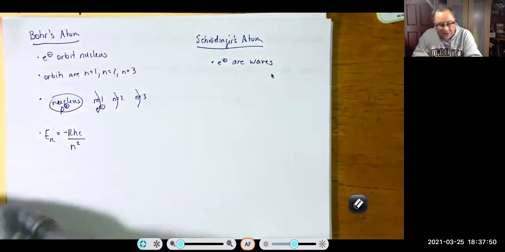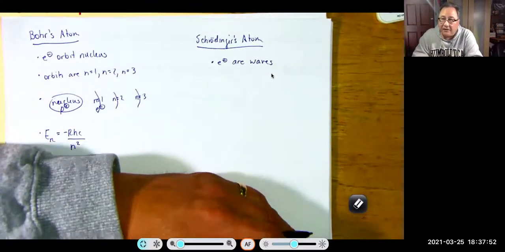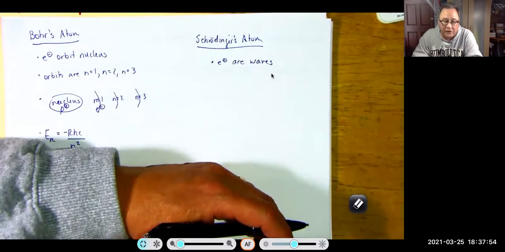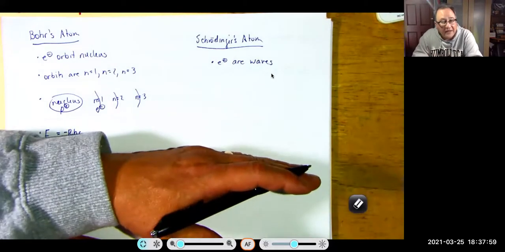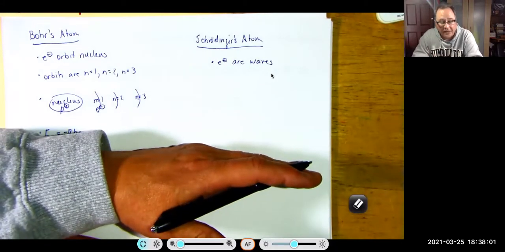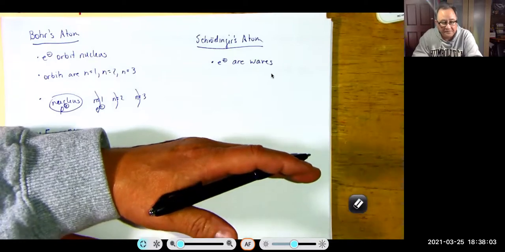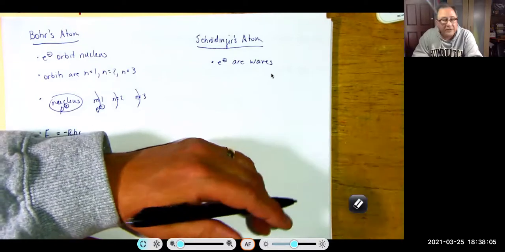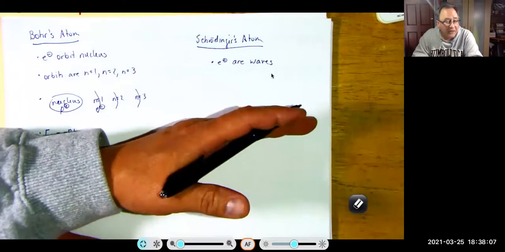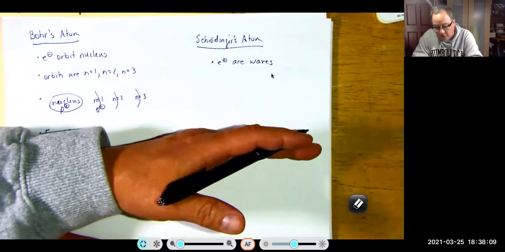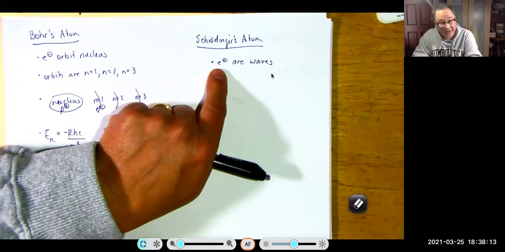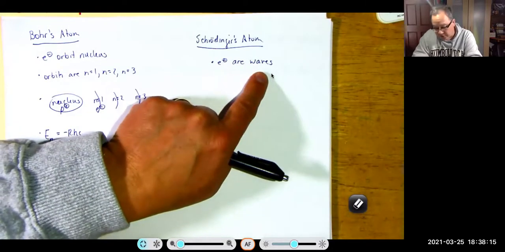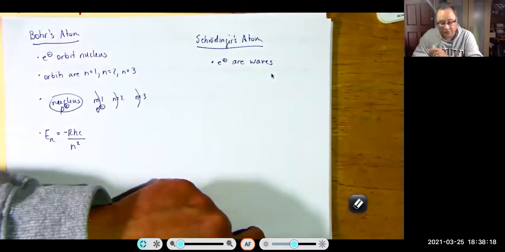So this is kind of a novel idea. We learned earlier that you can treat light as if it were a wave, or light as if it were a photon, which sounds kind of like a particle. So if you can treat light as a wave or particle-like, then maybe you can treat particles like electrons as particles or as waves. So Schrodinger says, we're going to say the electrons are waves. Furthermore, they're standing waves.